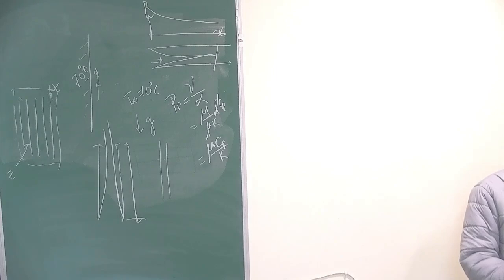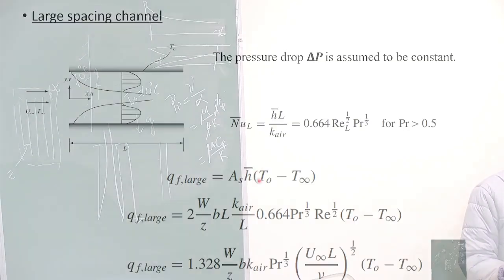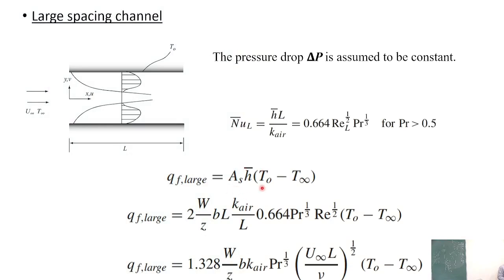Fine. So we got this Nusselt number, which gives you H. And from that H, we can get the heat transfer. So that is H bar multiplied by surface area multiplied by T naught minus T infinity. So you can get Qf large like this using this and this. So that gives you this expression for Qf large. Okay.